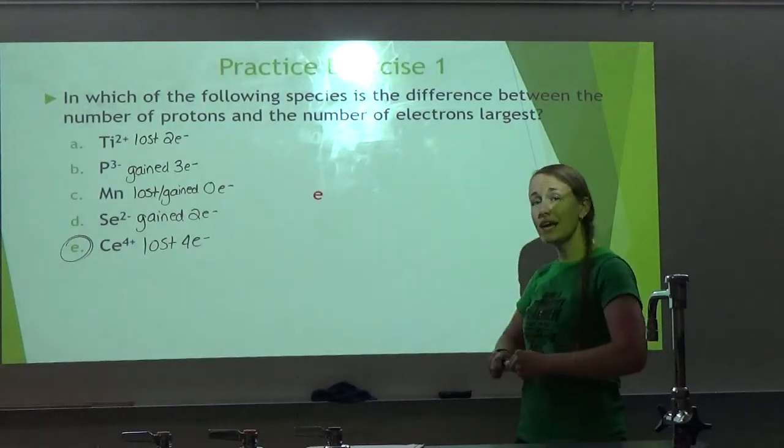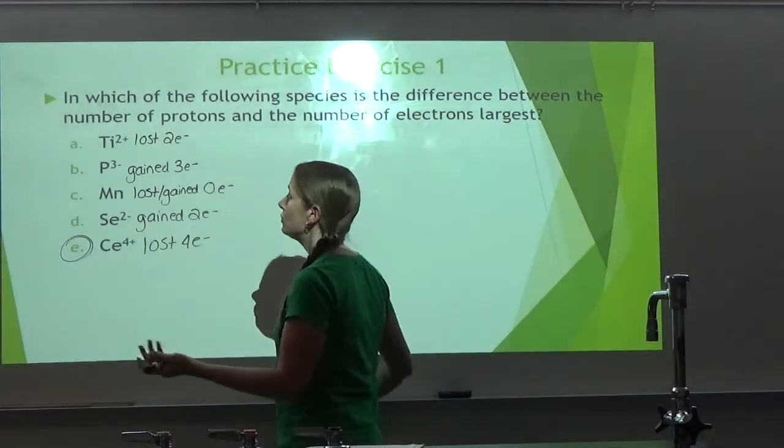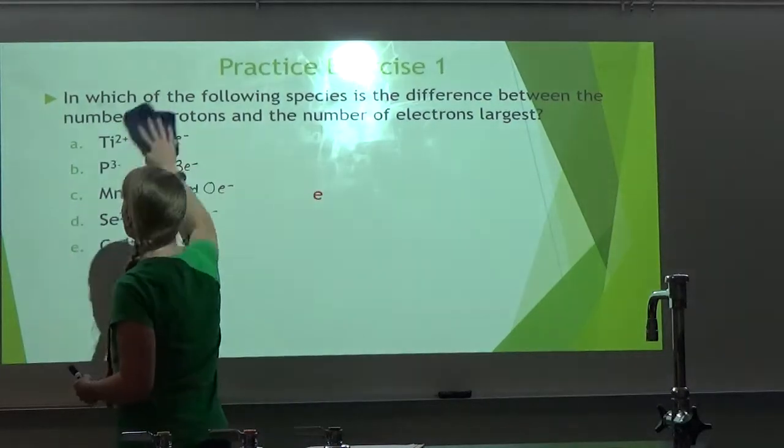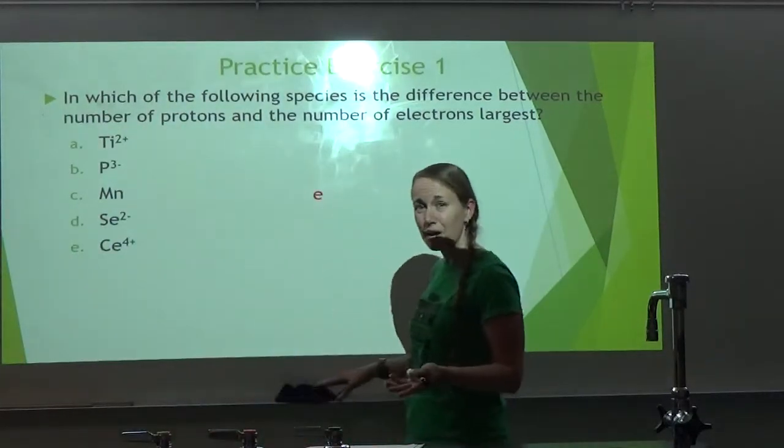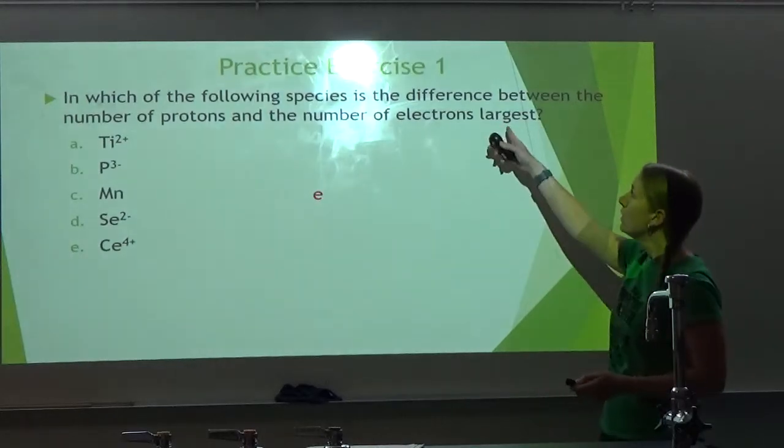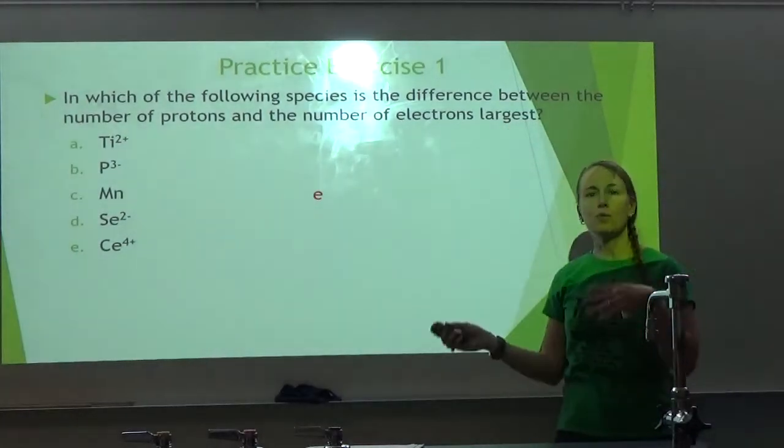And so again, you didn't actually have to go through and write all this out. You should have just been able to find the one that's furthest away from being neutral. It doesn't matter if it's in the positive or negative direction, because it didn't say whether it had gained or lost.